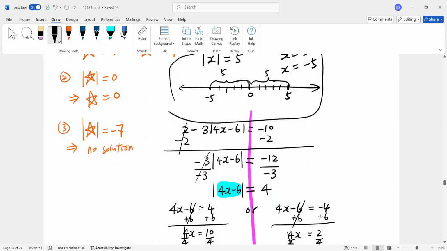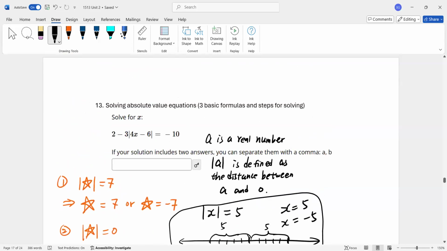For example, we now have 5/2. So if we plug in 5/2 here times 4, we have 10. 10 minus 6 is 4. Absolute value of 4 is 4. Times -3 is -12. -12 plus 2, -10. Okay, works. It won't take too much time. And half, if we plug in half here, 4 times half is 2. 2 minus 6 is -4. Absolute value of -4 is a positive 4. Times -3 is -12. -12 plus 2, -10. Also works. Is correct. All right.